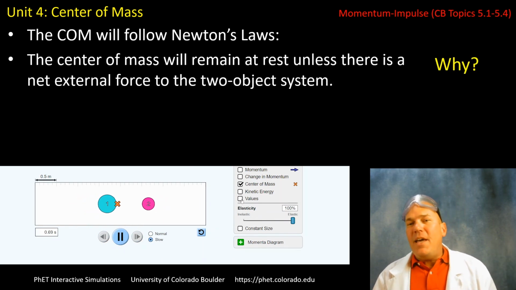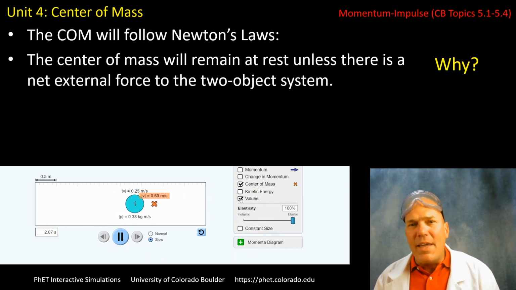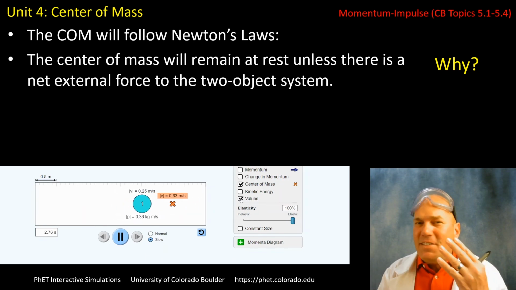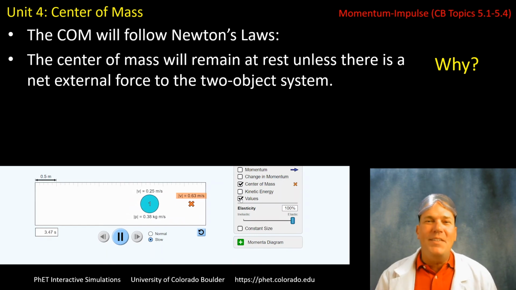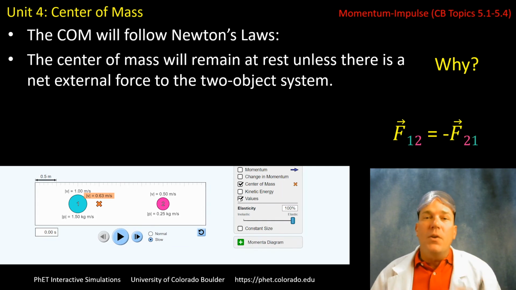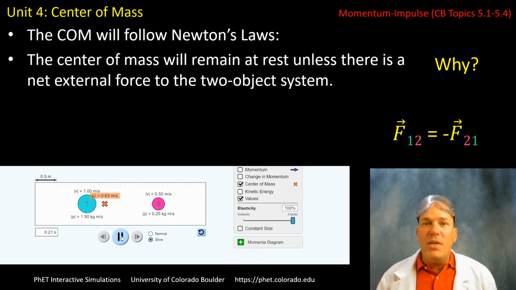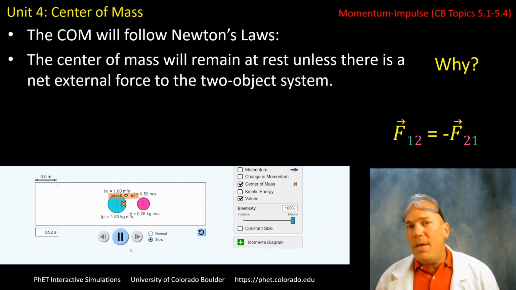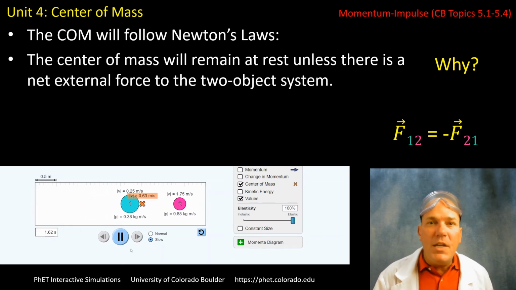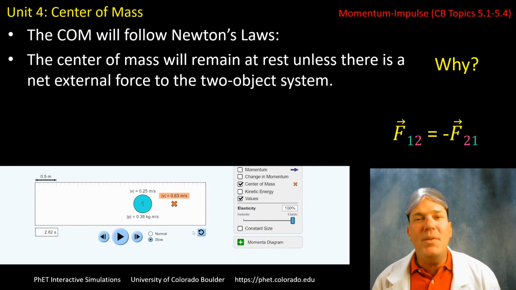The center of mass remains at rest. Yes, we can say that. But why? And as some of you may have surmised, the answer lies in Newton's third law. So going back to our two object system, those two objects form a mutual pair in which the force of one object onto the other is equal in magnitude but opposite in direction.